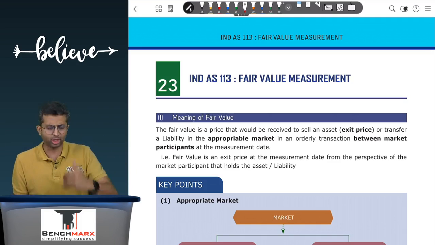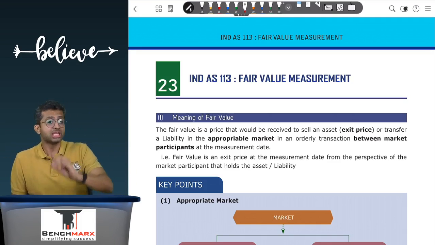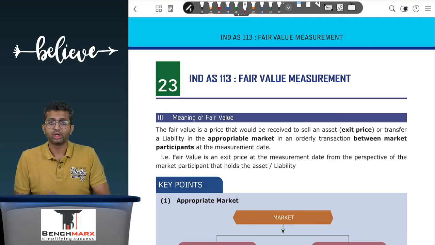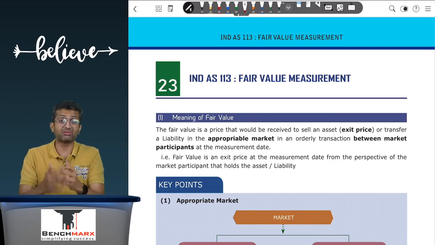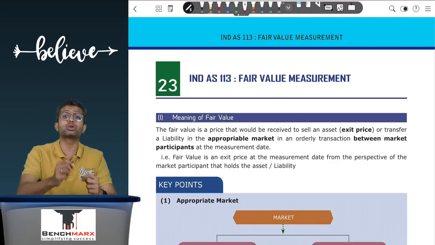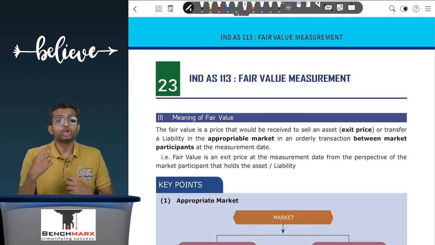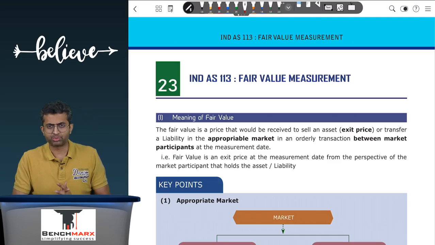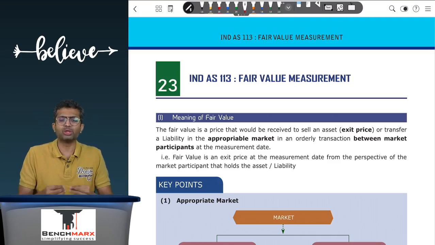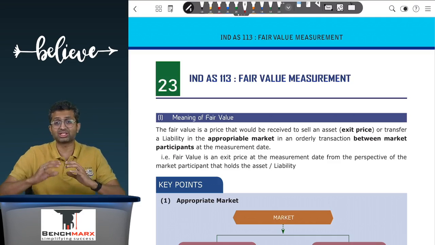Similar is the case with dollars. If I have certain dollars and I have to find the fair value, the price I would get if I were to sell the dollars to the dealer, that is the exit price. So fair value is defined as the price that you get if you were to sell the asset to a market participant. Again, the valuation over here is not entity specific, it is specific to what you call a market participant.